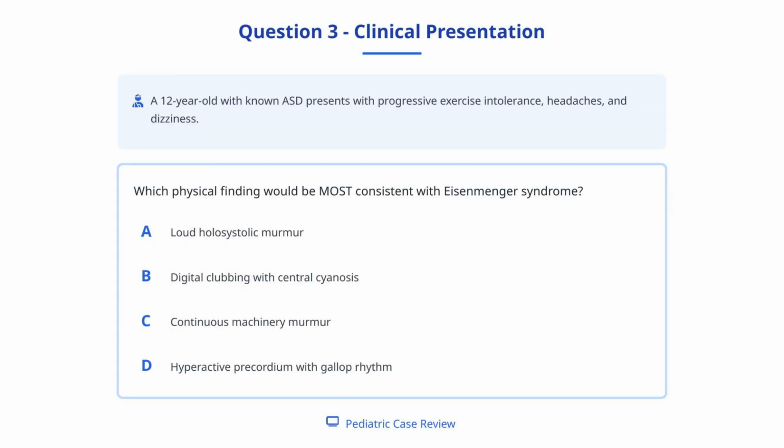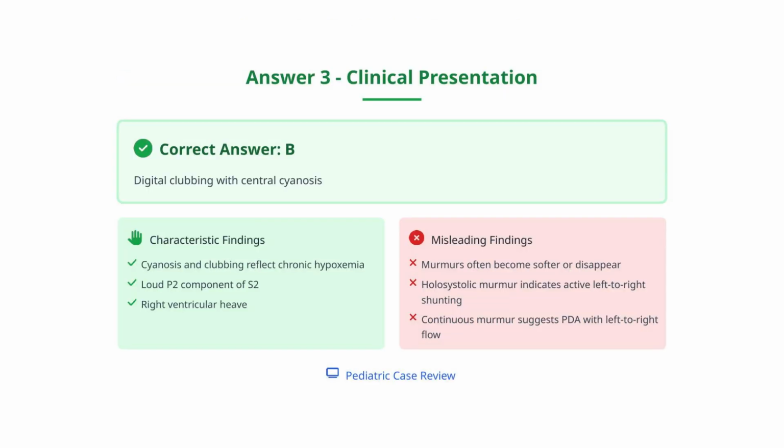Let's consider our third case. A 12-year-old with known atrial septal defect presents with progressive exercise intolerance, headaches, and dizziness. Which physical finding would be most consistent with Eisenmenger syndrome? Is it A. Loud holosystolic murmur, B. Digital clubbing with central cyanosis, C. Continuous machinery murmur, or D. Hyperactive precordium with gallop rhythm? The correct answer is B.